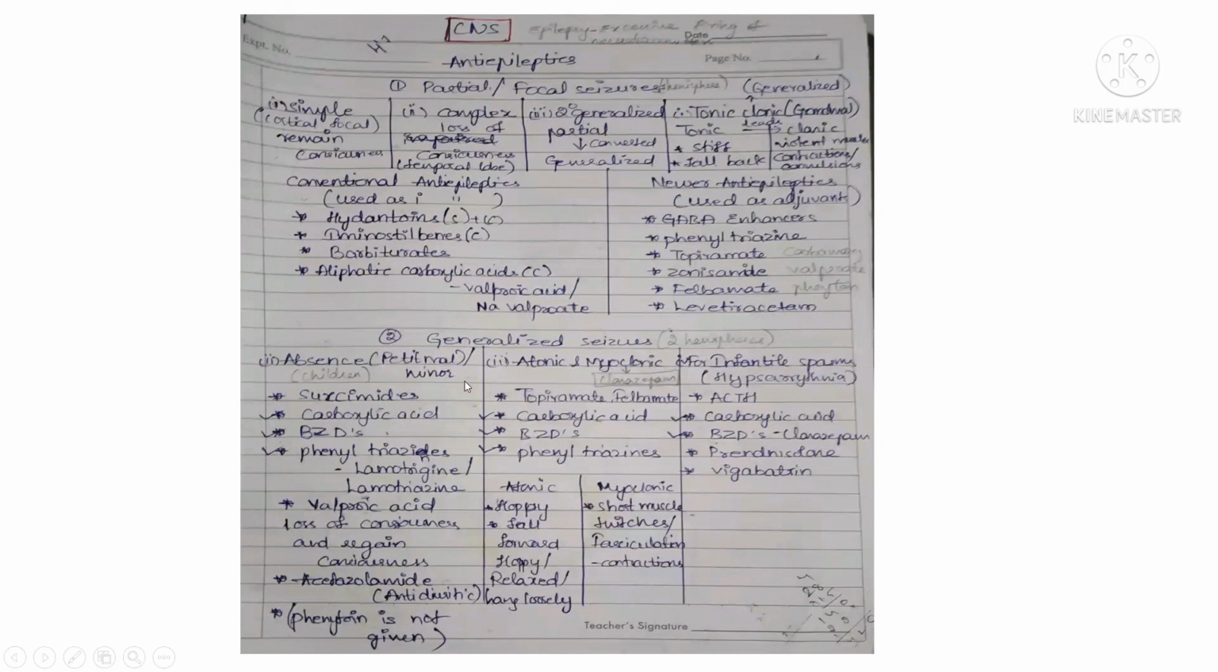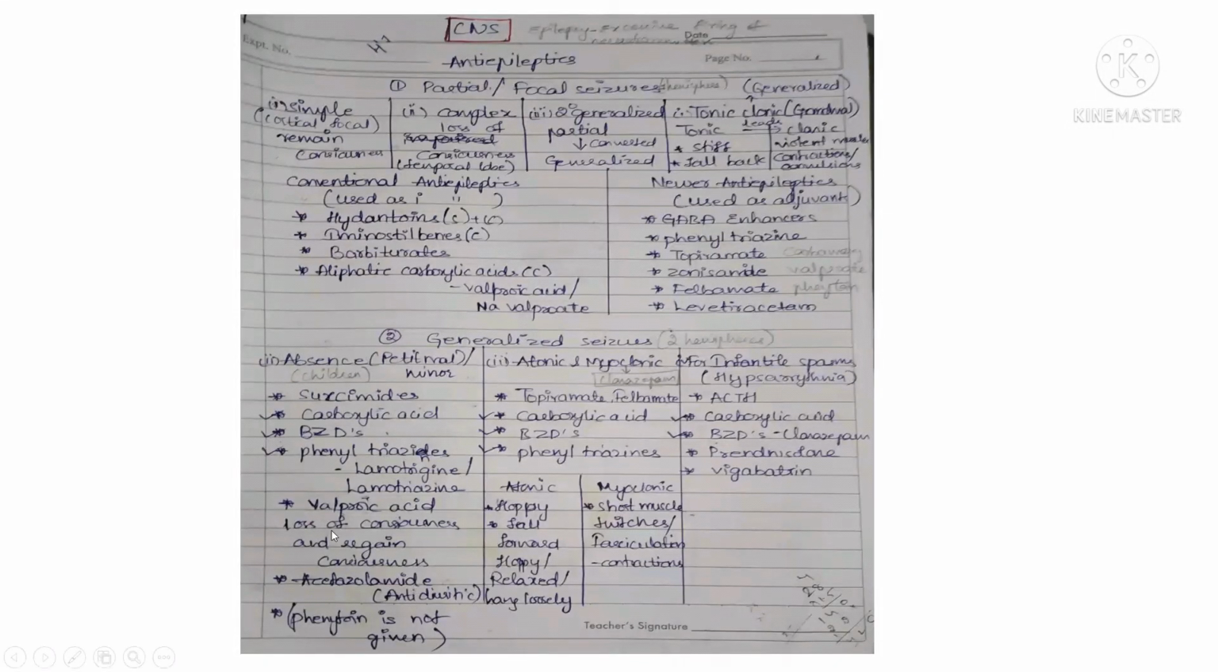And next, absence seizures or petit mal. These are seen in children, and these are the minor ones. The drugs used are succinimides, carboxylic acids, benzodiazepines, and phenyltriazines. Under phenyltriazines, we get lamotrigine. And also valproic acid and a diuretic, which is acetazolamide.